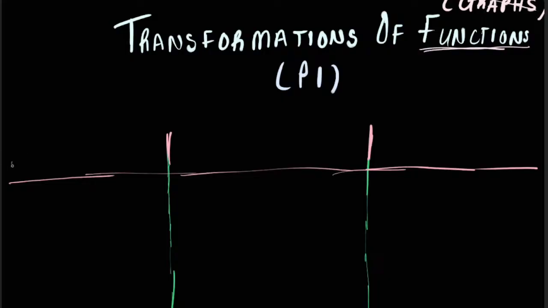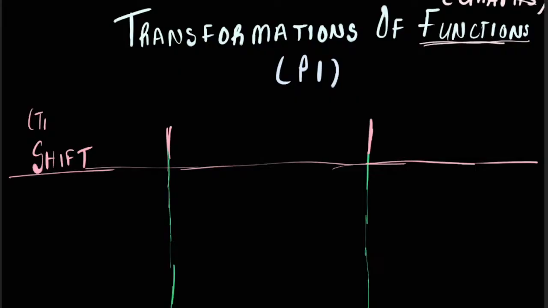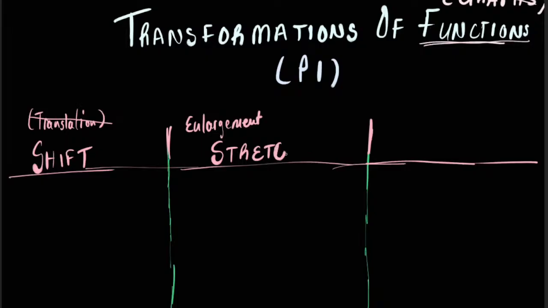Now we'll be doing three things. Either we will shift it. Translation now is called shift. We no longer call it translation. That means the graph would be moved from one position to another. What we used to call enlargement, here we are now calling stretch. So enlargement is out. We now call it stretch. Then what used to be called reflection is still reflection. There is no longer rotation. Reflection is still reflection.